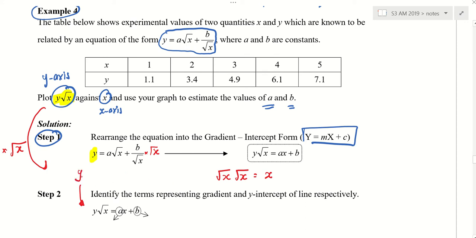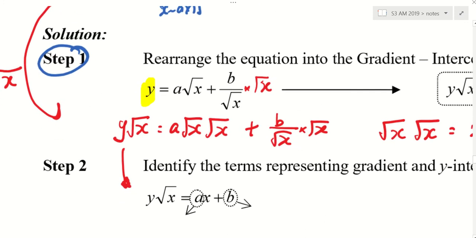Now, what I'm going to do is multiply square root x throughout. Do you follow this step? I multiply square root x. This one, I also multiply square root x. This one, I also multiply square root x. So the first one, y square root x remains here. The second one, root x times root x will give you x. Then root x on top, root x below, they cancel off each other, only left b. Can follow? Okay.